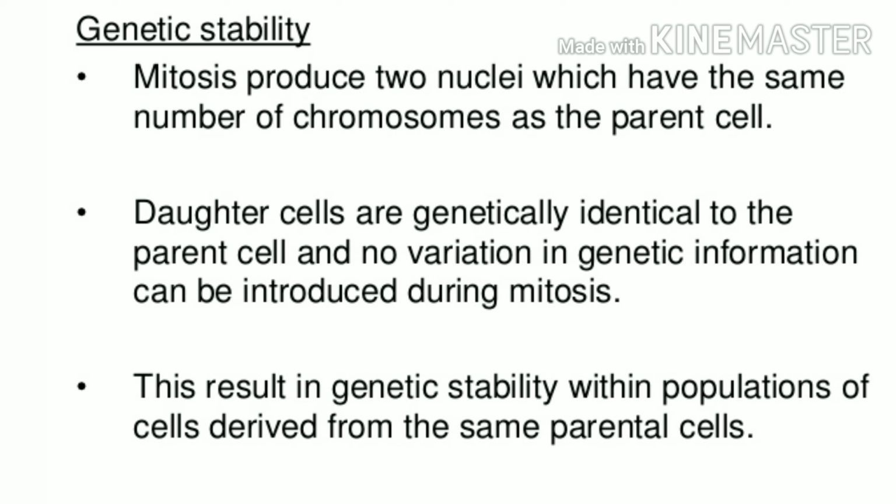Let's discuss the significance of mitosis. Mitosis is the process in which two daughter nuclei are formed. In mitosis, identical daughter cells are produced, and daughter cells are genetically identical to the parent cell. There is no variation at all. This results in genetic stability. It means we have the same characters as our parent. During this process, the number of chromosomes remains the same. That's why it is called equational cell division. It is responsible for growth, repair, and development of new cells.